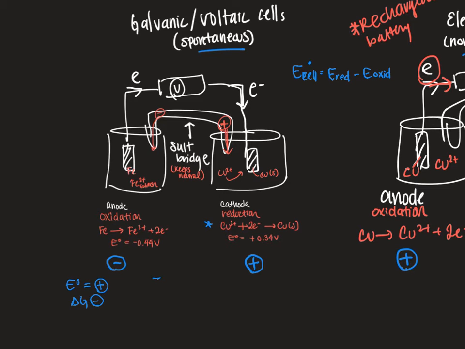So we're going to take E red minus E ox, which is equal to 0.34 minus negative 0.44. And you can see how these negatives cancel out, giving you a positive 0.78 volts.